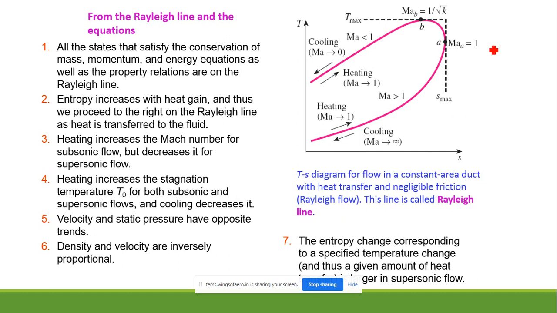Okay, so here we know what Rayleigh flow is. It is a flow within a constant area duct with heat transfer. This pink line represents the Rayleigh line. It is drawn as the locus of all the points plotted after the successive completion of the process by heating or cooling from one stage to another. The locus of all points connected in the T-S graph is called the Rayleigh line.